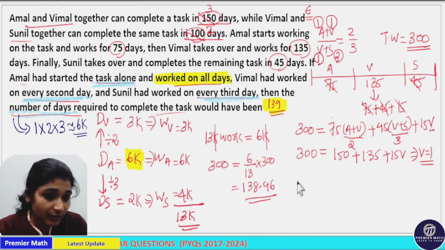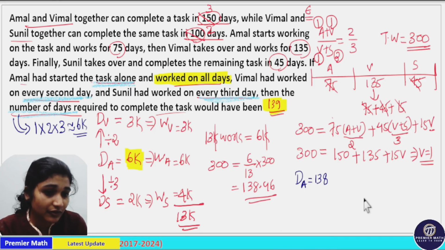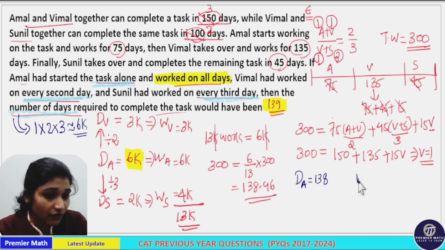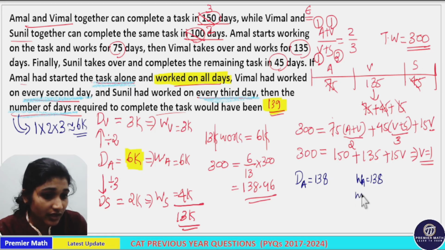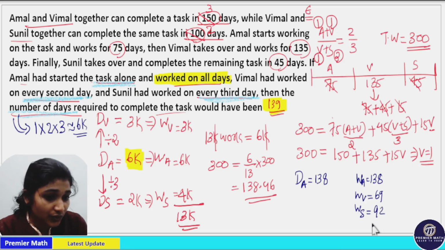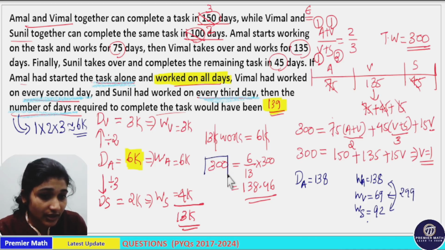Because here if I'm taking the days completed by Anil as 138 days, for example, then the work completed by Anil is equal to 138 units because the efficiency is 1. Then the work completed by Vimal is equal to half of it, that is 69 days. 69 days means 69 units. Now the work completed by Sunil: here days is equal to 1/3 of 138, which is 46. Then work is equal to 46 into 2, 92 units. So the total work from all these three is equal to 299 units. But we have to complete a total of 300 units of work.